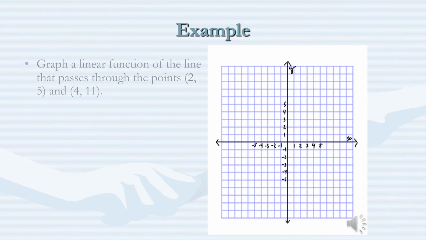Here's a graphing example. Graph a linear function of the line that passes through the points 2, 5, and 4, 11. Pause the video at this point to give yourself a chance to do the example.